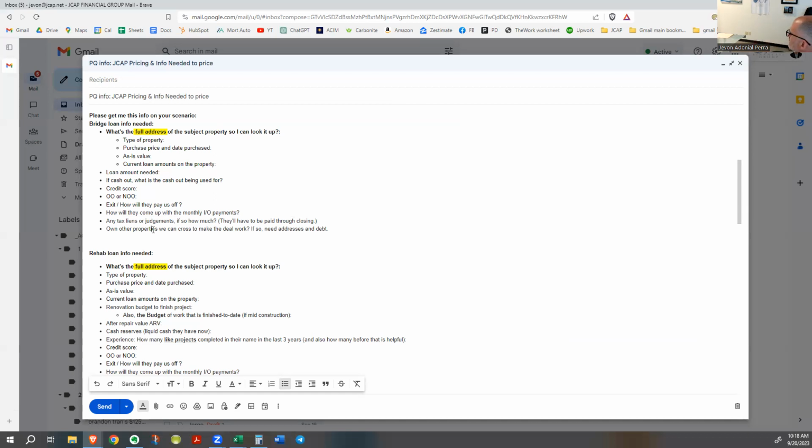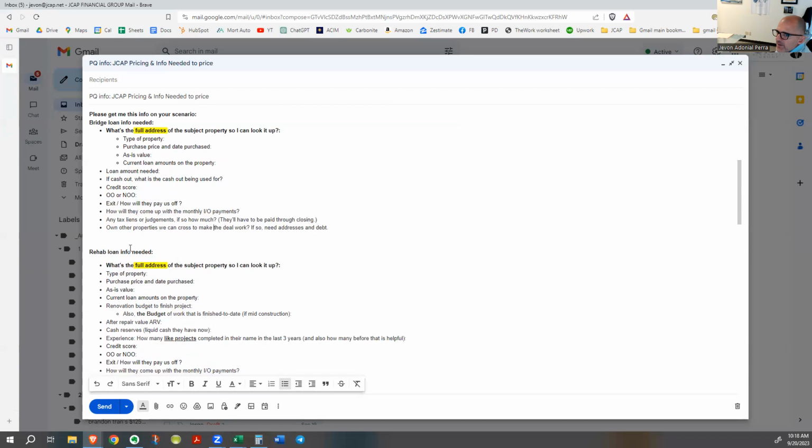So if it's, let's say, a $15 million house with a $3 million first, we probably wouldn't do a second, because we'd have to be willing to pay off that $3 million first to make sure we don't get snuffed out of the deal. So that's why we ask, do you own any other properties?